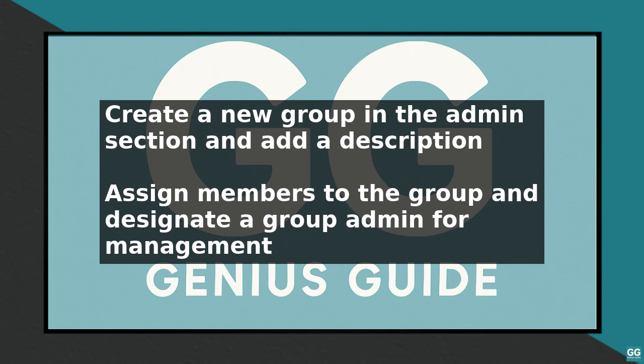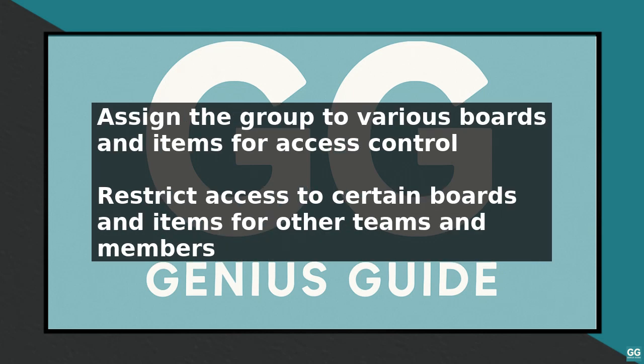Once you have created your group, you can start assigning it to various boards and items within your workspace. This will control what your team members can see and do within those boards and items. For example, you can create a group for your marketing team and assign them to your marketing board. This will give them access to all the items and information within that board, while restricting access to other teams.